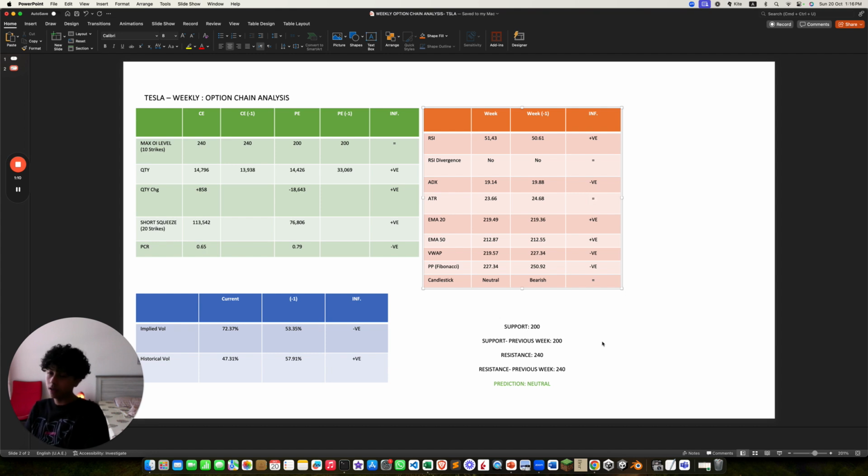And this week we're not taking a trade based off of this because it's too close and doesn't warrant a clear directional view. And that's all for this video.